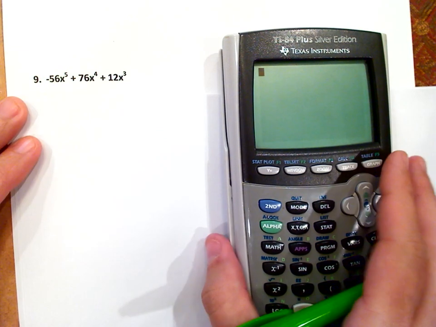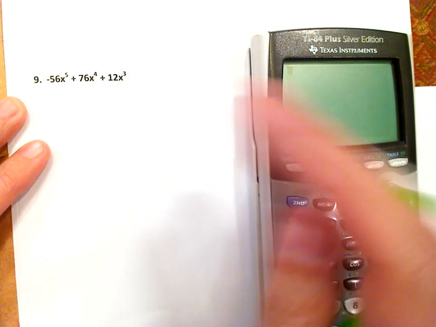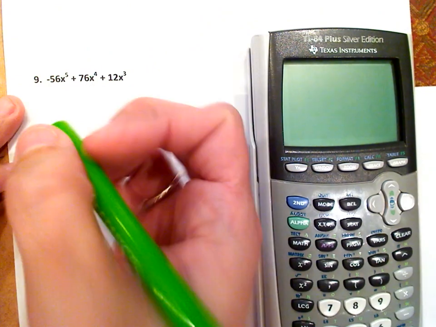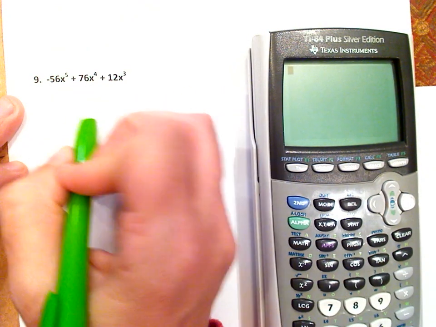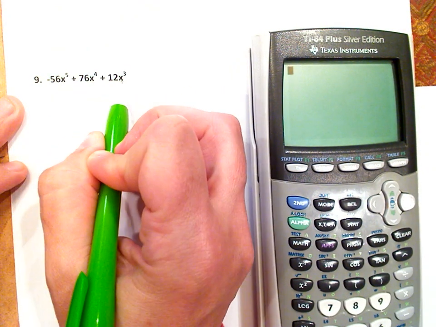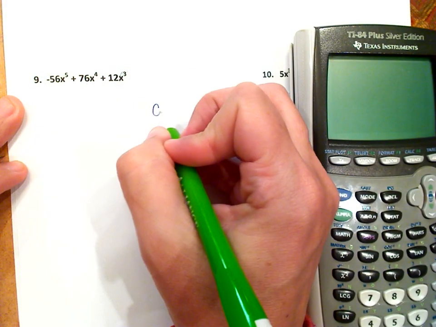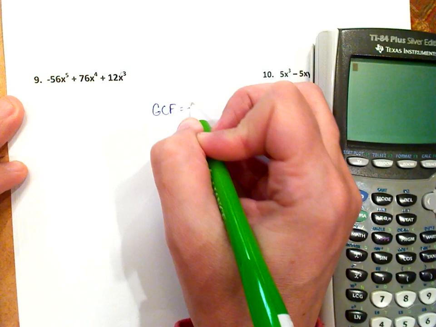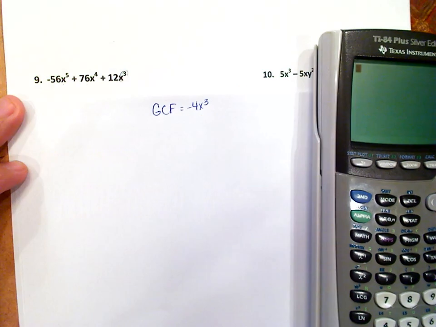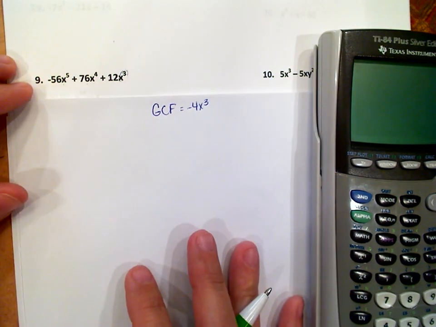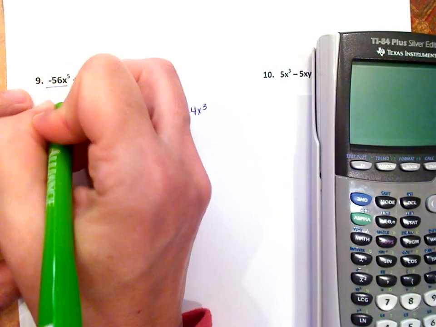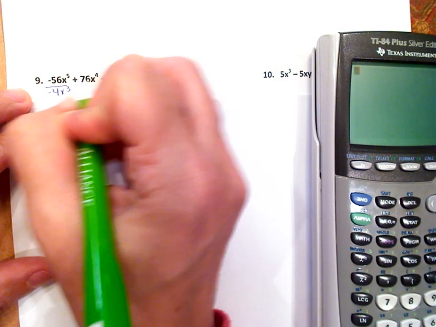So our GCF is going to be negative 4. And out of our x values, the smallest exponent is x to the 3rd. So our GCF is going to be negative 4x to the 3rd. So go through and divide each term by your GCF.